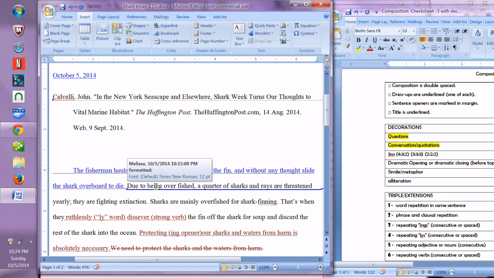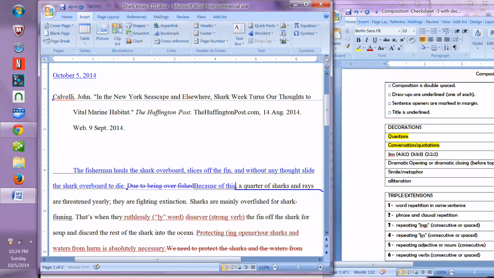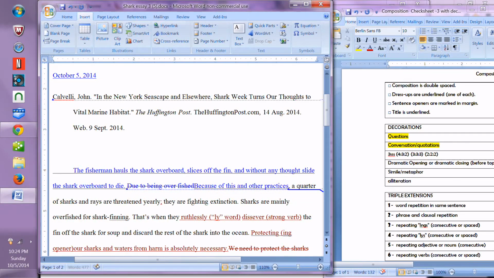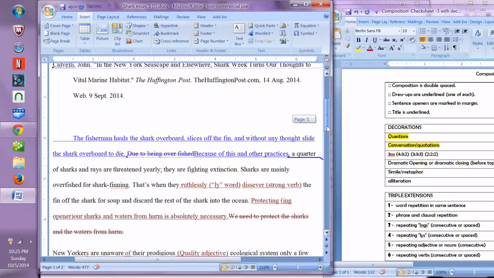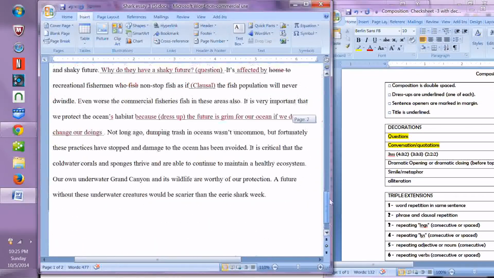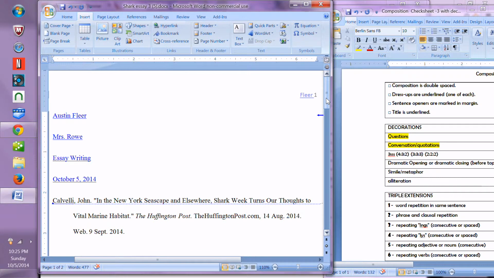And then you're going to have to lead into it somehow. Because of this and other practices, a quarter of sharks and rays are threatened yearly. They are fighting extinction. Sharks are mainly overfished for shark finning. So that would work, but you're going to come up with a conflict to start your paper or your summary, because we're still working on just a summary. And I know you had sent me your topic, and we can go ahead and start with that topic.